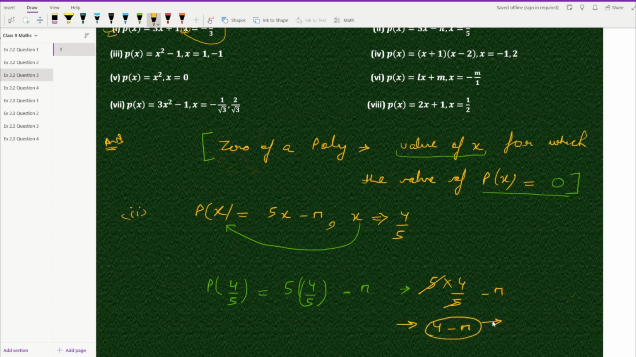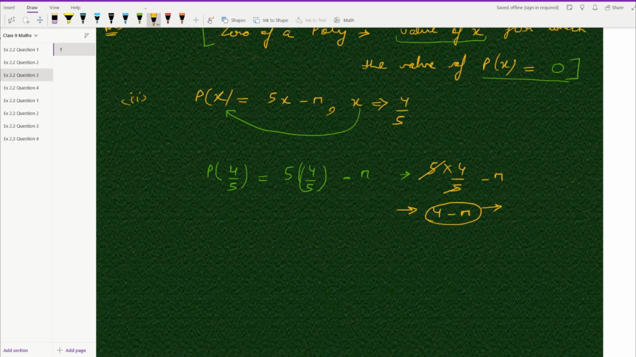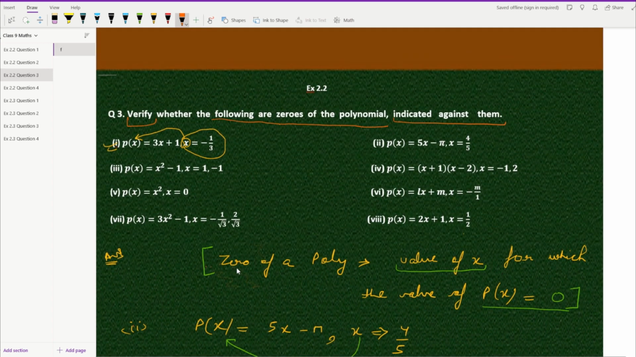So on putting the value of x equals 4 upon 5 in this polynomial, the answer is non-zero. It means x equals 4 upon 5 is not a zero of the polynomial p(x) given by 5x minus pi. So second case में जो आंसर है, that is not a zero. It is not a zero of this polynomial. x equals 4 upon 5 is not a zero of this polynomial.